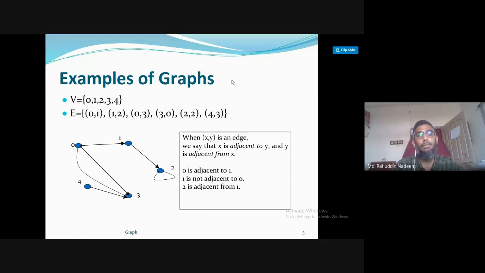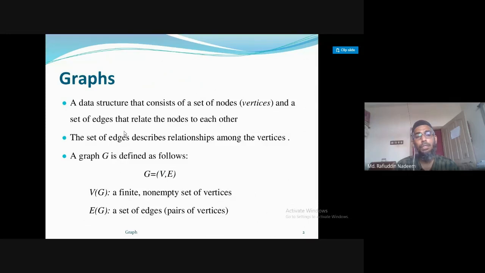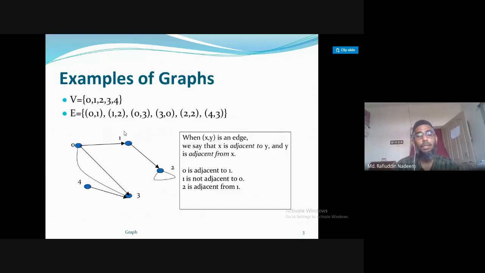Next, you can see one example here. We have the vertices 0, 1, 2, 3, 4, 5. There is an edge between 0 and 1, there is an edge between 1 and 2, and there is an edge from 0 to 3. There is an edge from 4 to 3, and there is an edge from 2 to 2 itself. So here, the set of edges forms E of G, and the set of vertices taken in the graph forms V of G.